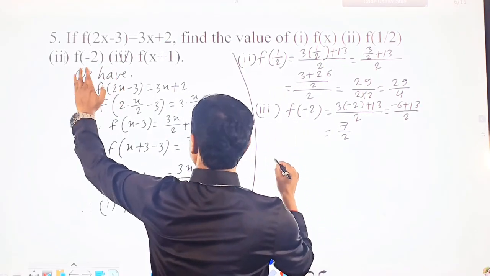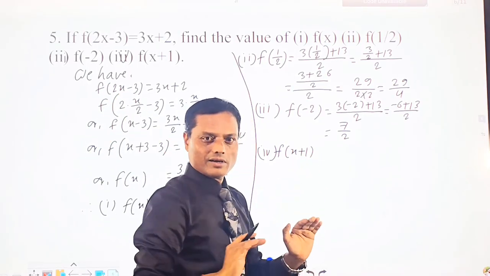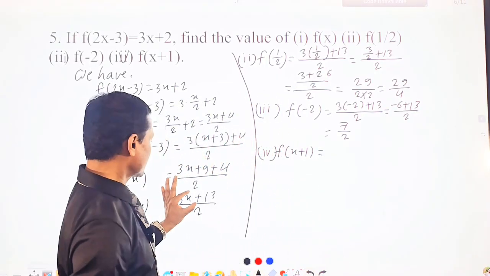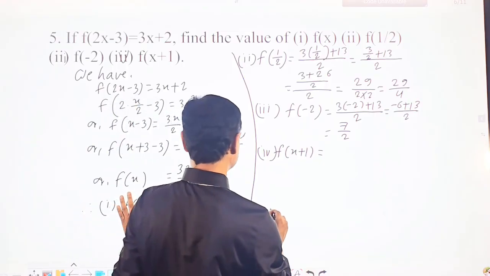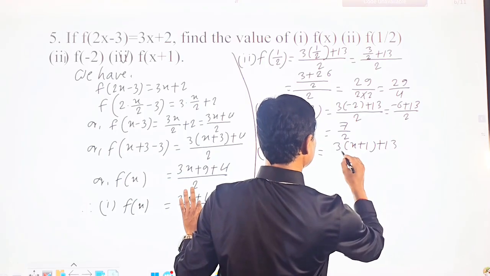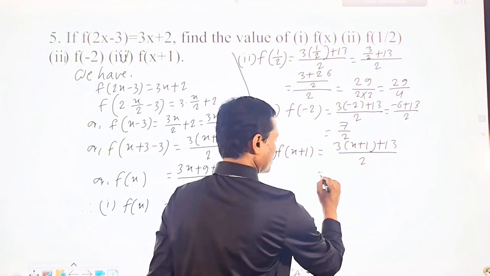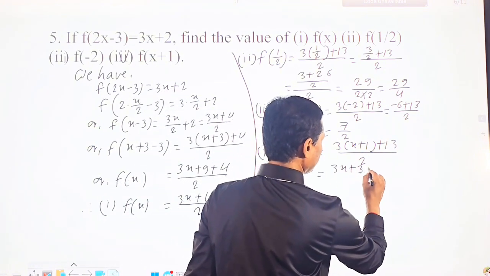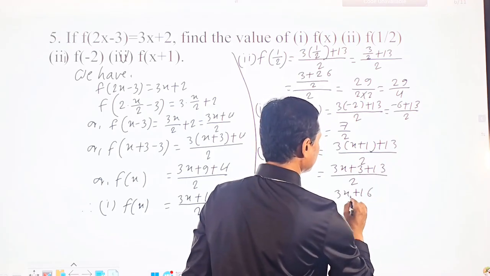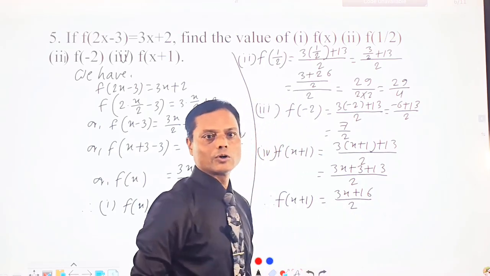The last one is here, number 4, that is f(x + 1). We are going to replace x by x plus 1. So we have here f(x) equal to (3x + 13)/2. So f(x + 1) equals 3 times (x + 1) plus 13, over 2. Just replace x and put x plus 1. So this is 3x plus 3 plus 13 over 2, and that gives us (3x + 16)/2, right? And that is the value of f(x + 1). Okay, so we have already got the answers.